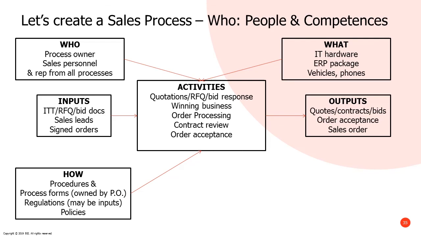Bottom left is the how. Now in an IDEF diagram, these would be the controls. So it's the procedures, process forms, the regulations, etc. The procedures and the forms would be owned by the process owner. The regulations come from the regulator. And I've put there that they may be inputs.